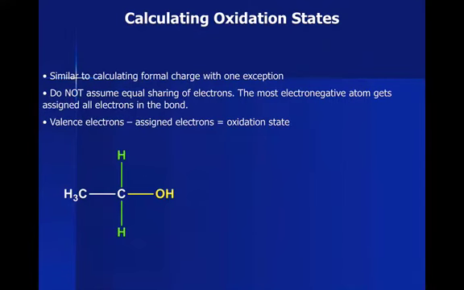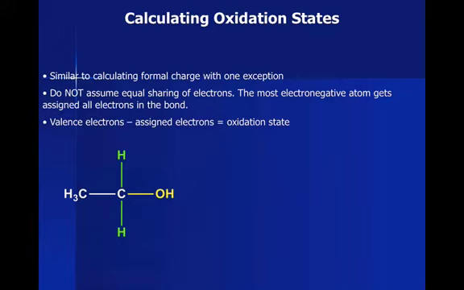So calculating oxidation states in organic chemistry is pretty straightforward, very similar to how we calculate formal charge, with one exception. In formal charge calculations, we always assumed equal sharing of the electrons, right? In oxidation state calculations, you cannot make that assumption. Electrons will be unequally shared.